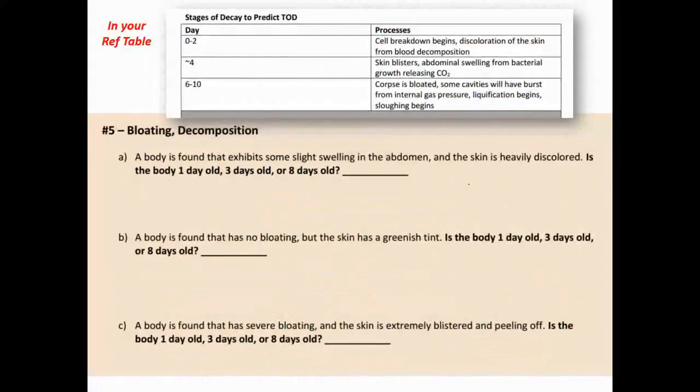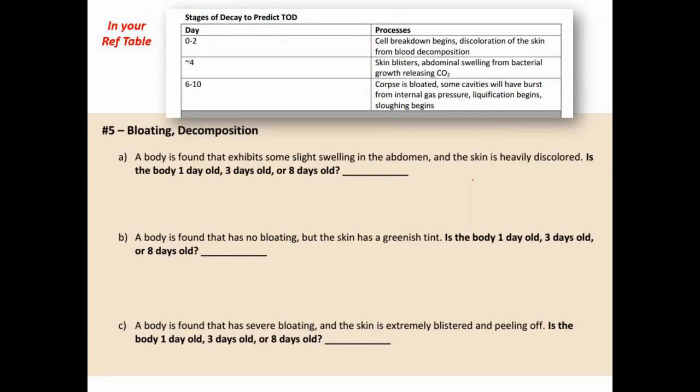All right, let's try 5, bloating and decomposition. And this information comes straight from the stages of decay for predicting time of death. This is a little chart in your reference table. We're just going to look at the top half of it. Body is found with slight swelling in the abdomen, and the skin is heavily discolored. Is the body 1 day old, 3 days old, or 8 days old?